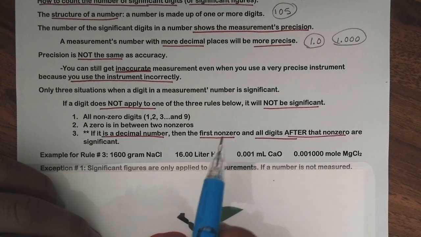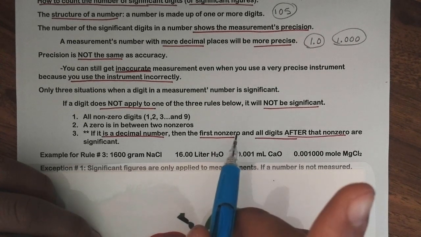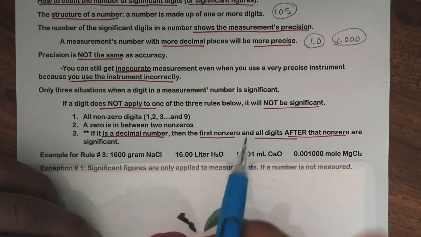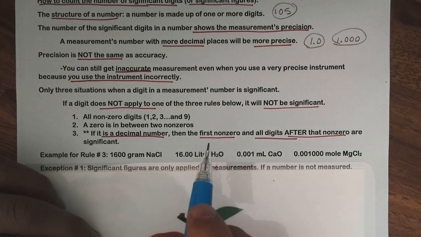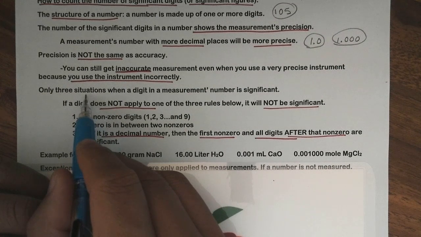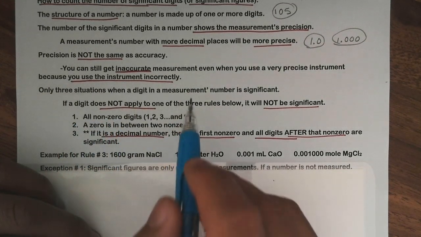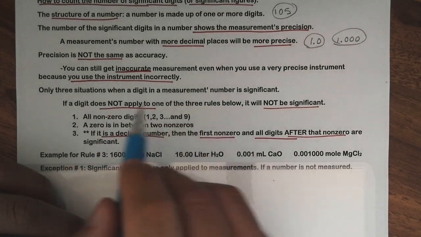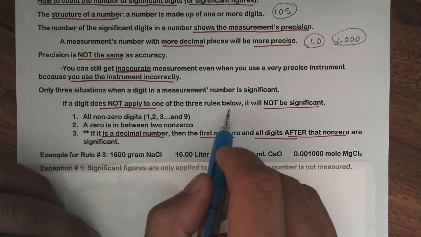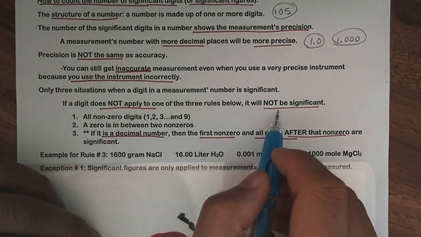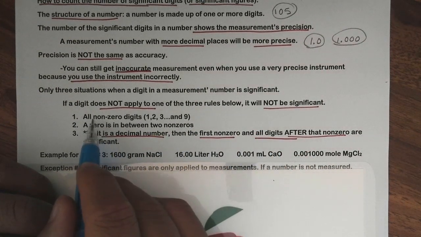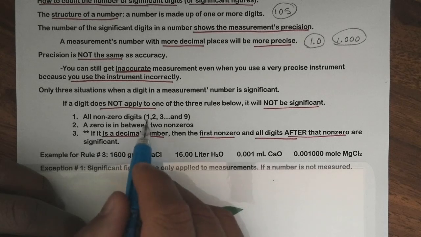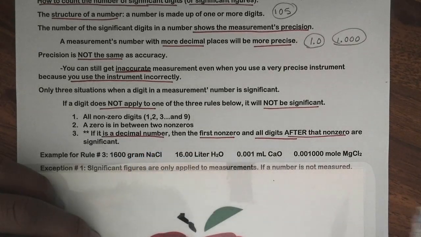If we look at a number, how do we know how many significant figures it has? First of all, there are only 3 situations when a digit in a measurement number is significant. If a digit does not apply to one of the 3 rules below, it will not be significant. The first one is all non-zeros, basically 1, 2, 3, and so on, all the way to 9. All those digits are significant no matter what.